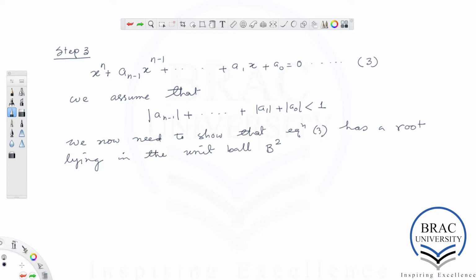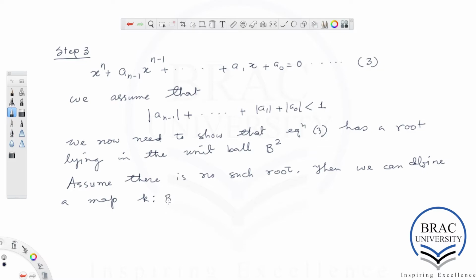We proceed by contradiction. Assume that there is no such root. Okay. Then we can define a map K from the unit ball to the punctured plane as follows. K of z is equal to z^n plus a_{n-1} z^{n-1} plus all the way up to a_1 z plus a_0. This is our equation number 4.